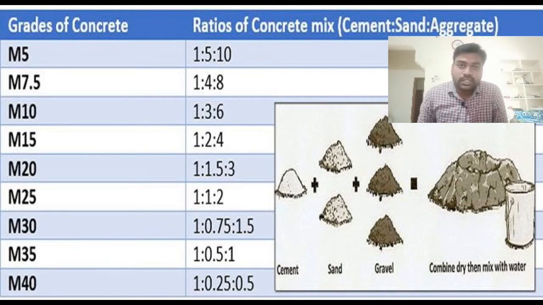The unit of compressive strength is Newton per mm square. Suppose I am talking about M5 grade, so 5 Newton per mm square. That much strength is gained after 28 days of curing. So that is what we call the characteristic strength of the concrete.